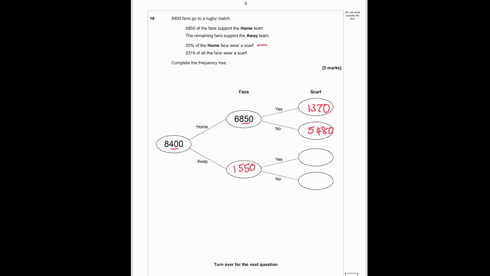2,319 of all the fans wear a scarf. So we've already got this. So 2,319 take away 1,370 leaves me with 949 wearing a scarf here. And we take that away from 1,550 and we're left with 601.